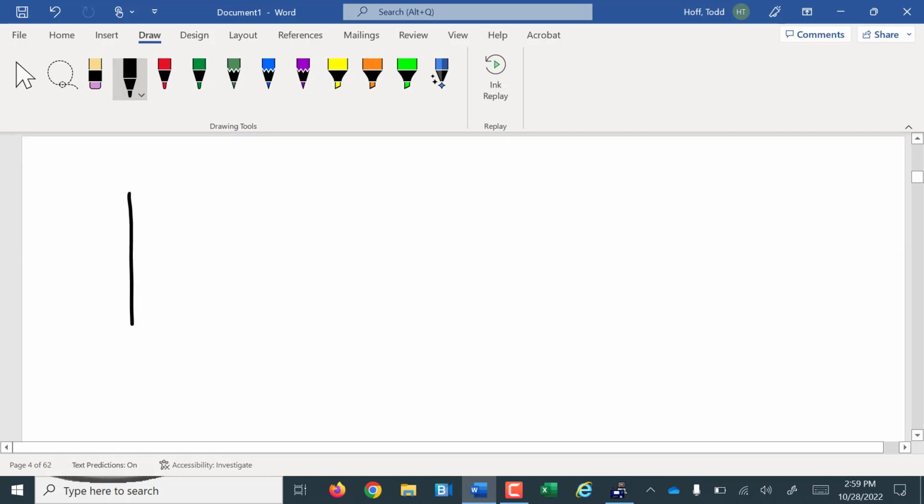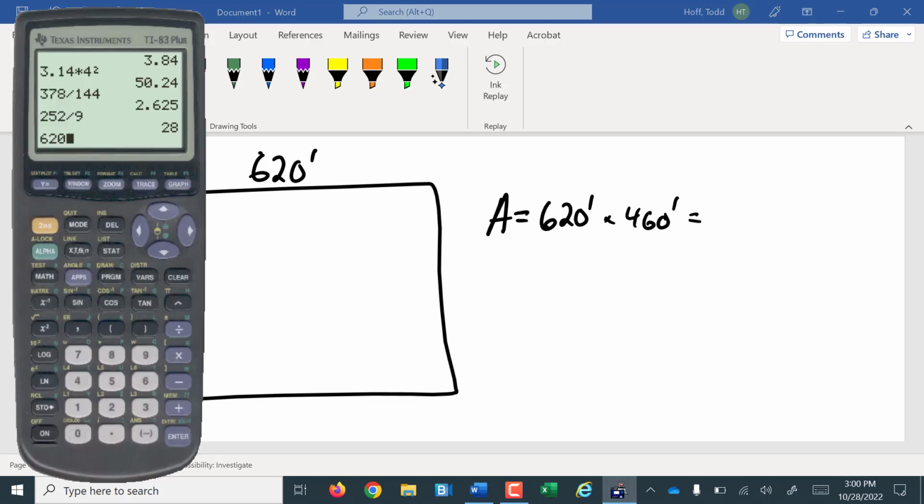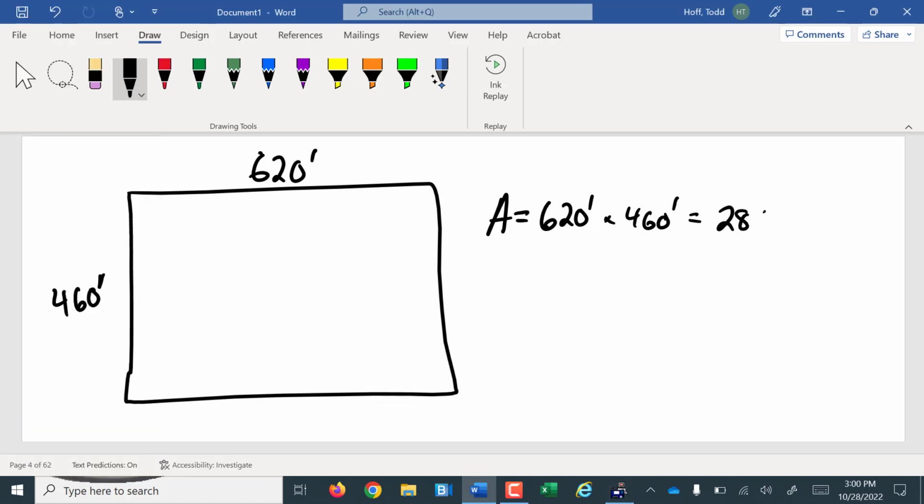So if I have a piece of land and I measure it out and I get 460 feet on one side and 620 feet on the other side. First of all, the area in feet is going to be found by doing what? Well, 620 feet times 460 feet, which is going to give us, I'm going to use the calculator for that, 285,200. And that is square feet.